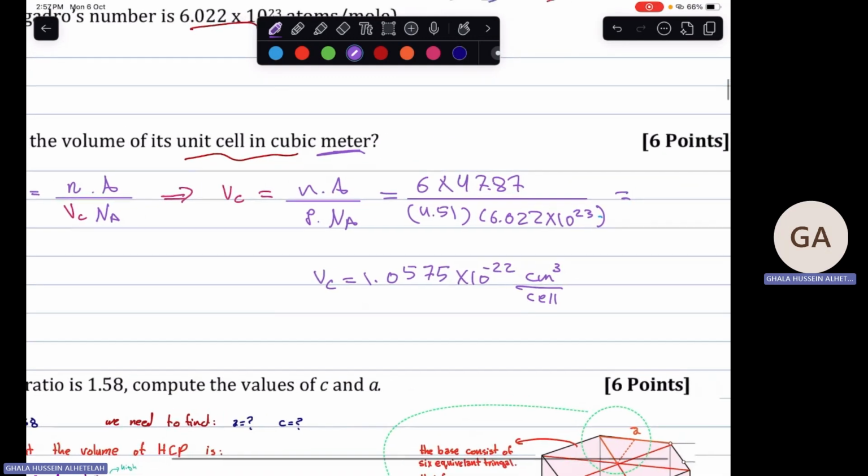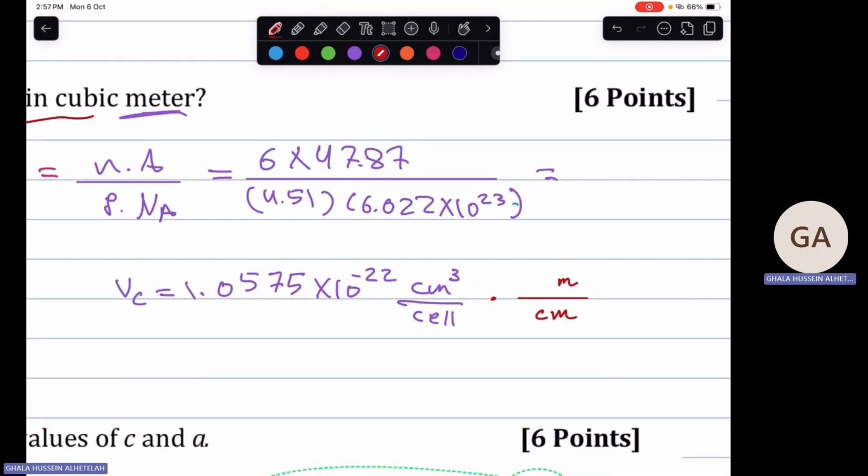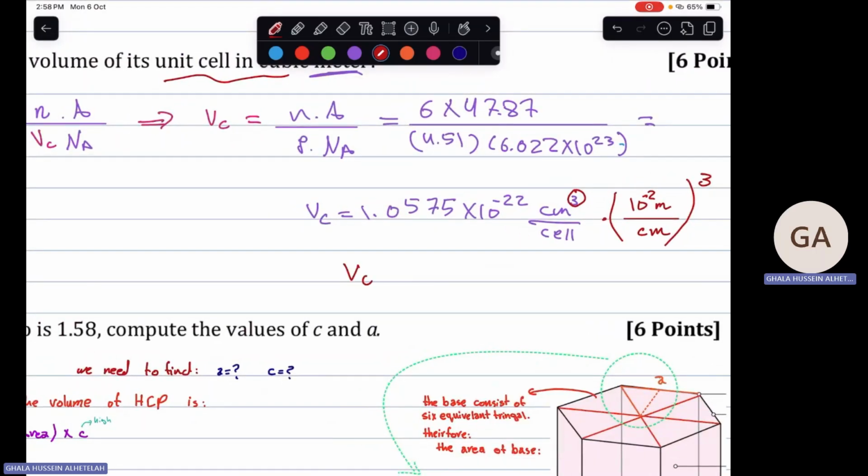Okay, if we need to convert it to meters, what we are going to do is put this ratio. We put the centimeter, what we want to get rid of, and the meter above. Okay, how many centimeters in a meter? We have 10 to the power minus 2, and also here we have to the power 3, so all of it to the power 3. If we do it in the calculator, we will find that the VC is equal to 1.057 multiplied by 10 to the power minus 28 meter cubed per unit cell.